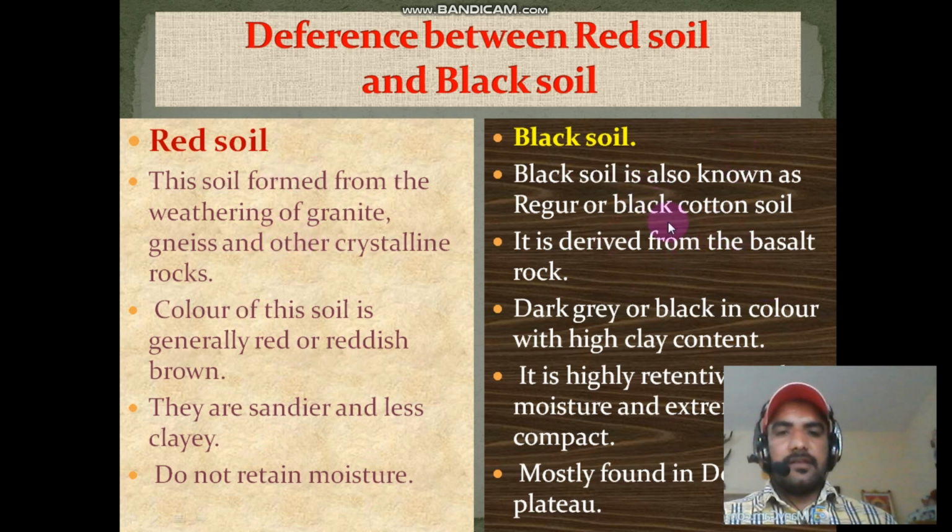The other one, black soil, is also known as regur or black cotton soil. It is derived from basalt rock. It is dark grey or black in color with high clay content. It is highly retentive of moisture, extremely compact, and mostly formed in the Deccan plateau. It is also suitable for dry crops like cotton and others. If there is irrigation, we can grow paddy and sugarcane also. This is the difference between red and black soil.